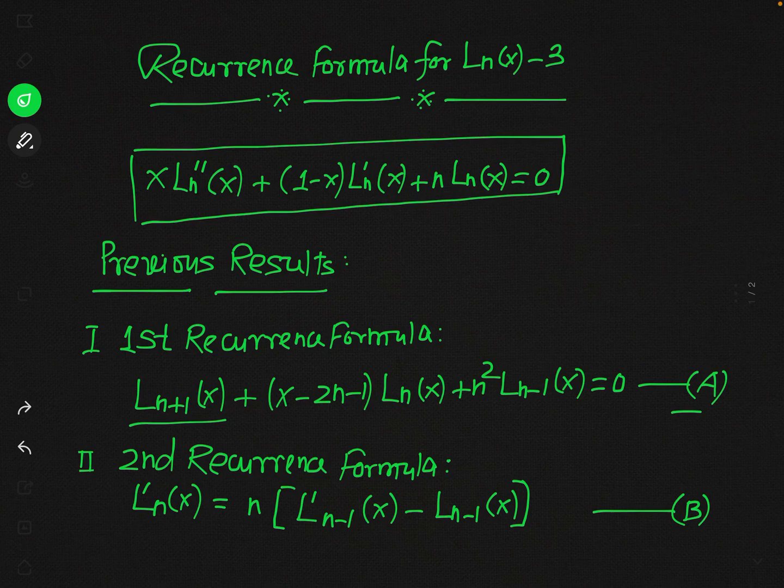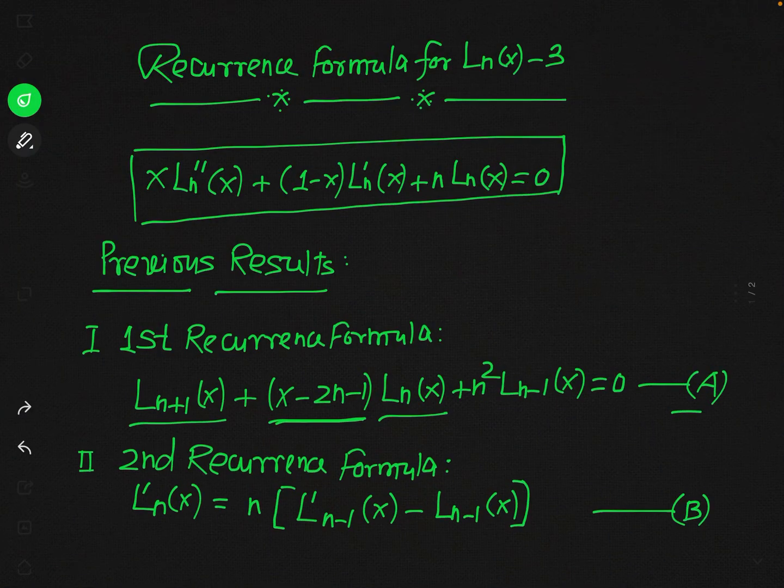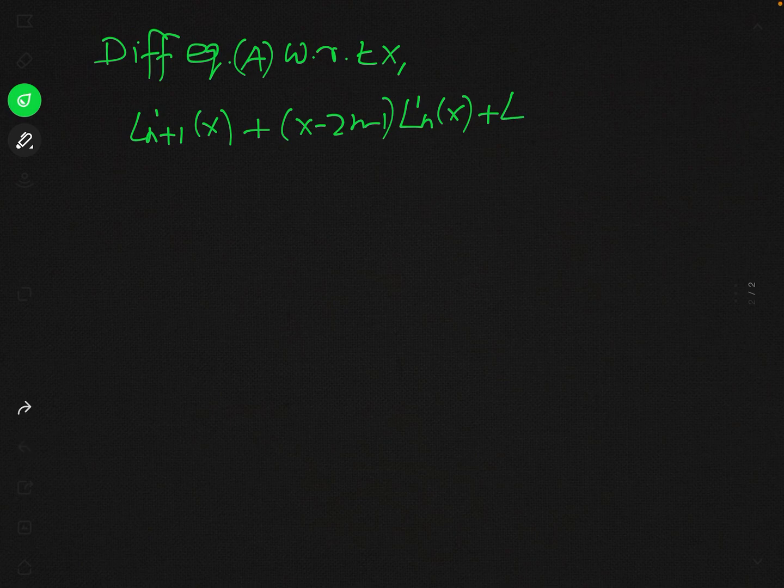As you can see, in the second term there is a product of two functions. The first one is x minus 2n minus 1 and the other is ln of x. So we will apply the rule for the differentiation of a product of two functions. First we keep x minus 2n minus 1 as it is and differentiate ln of x, so the second term will be (x minus 2n minus 1) ln prime of x. Now we keep ln of x as it is and differentiate x minus 2n minus 1. The derivative of x minus 2n minus 1 will be simply 1, because the derivative of 2n and 1 is 0 and that of x is 1. So this is simply ln of x.